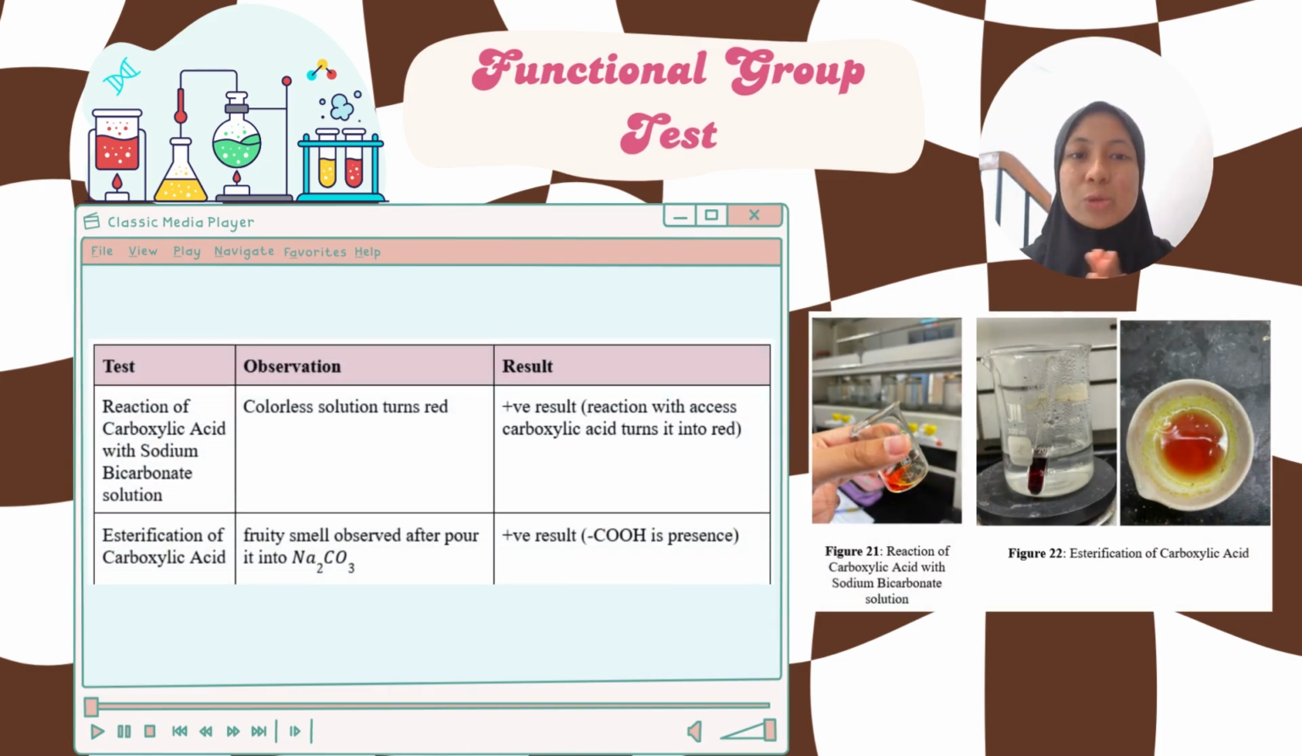So we come to the functional group tests. The first test that we did is the carboxylic acid test, which is the reaction of the carboxylic acid with sodium bicarbonate solution, and it produced effervescence due to the release of carbon dioxide. This confirmed the presence of a carboxylic acid group, and it is a positive result. The second one is the esterification of the carboxylic acid. The observation that we got is a fruity smell observed after pouring into Na2CO3, and we also got a positive result, indicating the carboxylic acid is present.